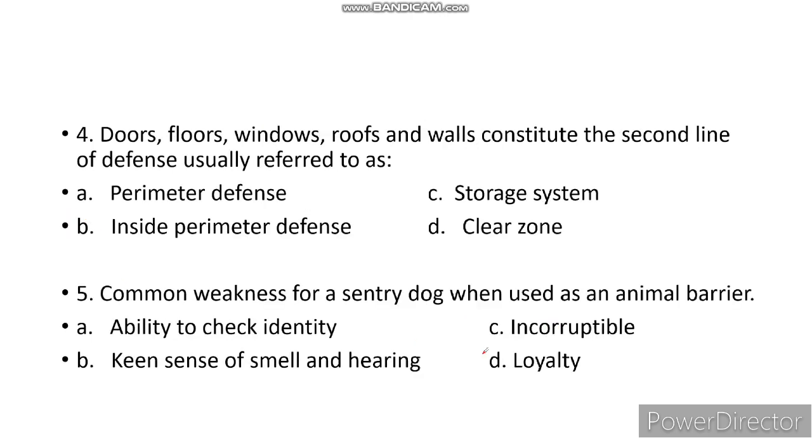So, yeah, let's go. Number four, floors, doors, windows, roofs, and walls constitute the second line of defense, usually referred to as. So, ano daw yung tawag? Other usually na tawag sa second line of defense. So that's inside perimeter defense.